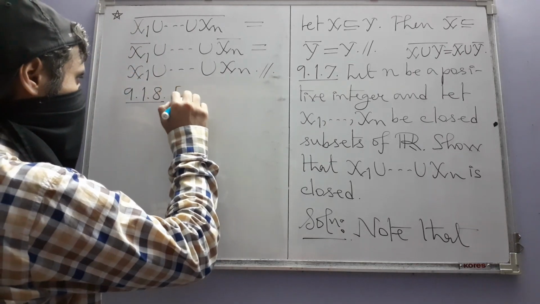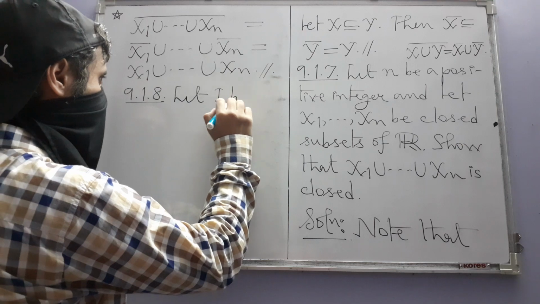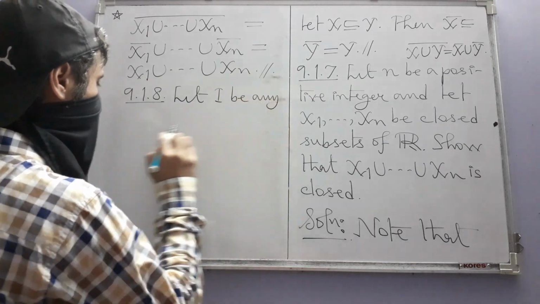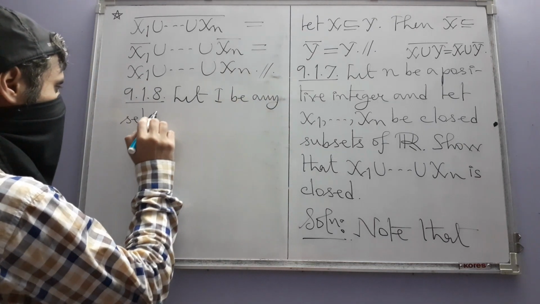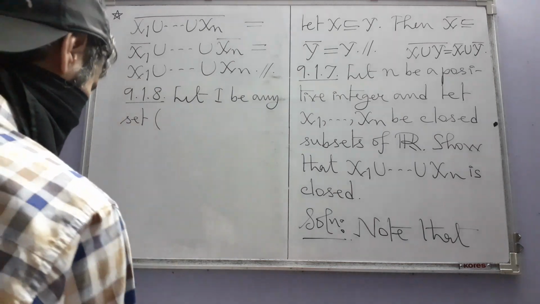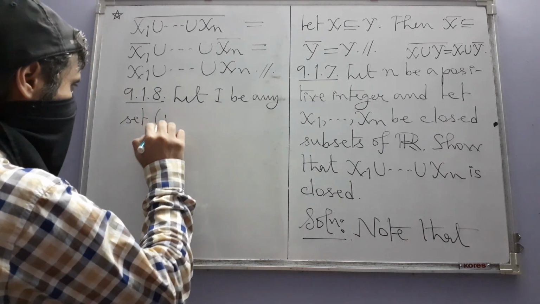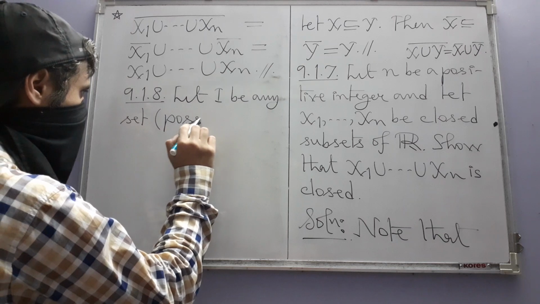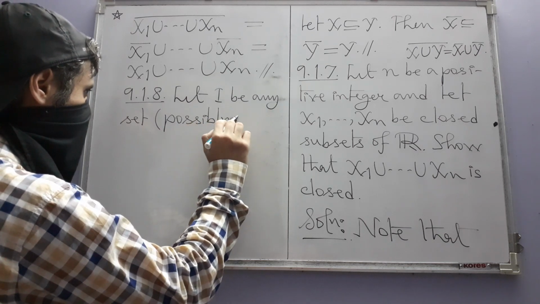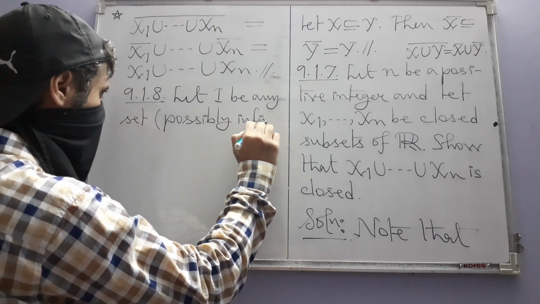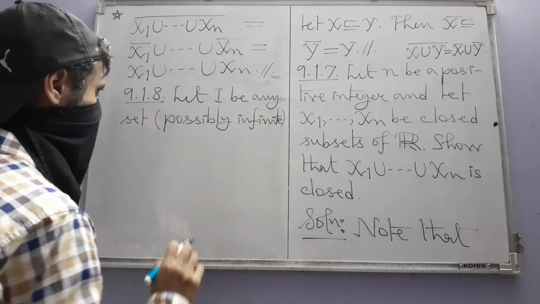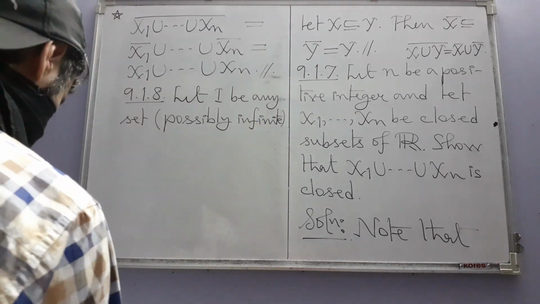Let I be any set, and in order to emphasize that fact, the author has written possibly infinite. I may be infinite, I may be finite, we don't know. I is just any set.